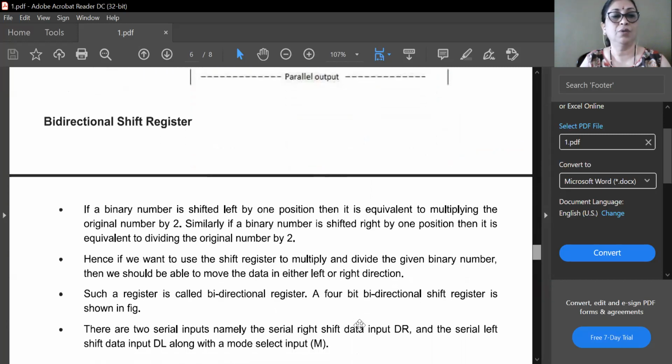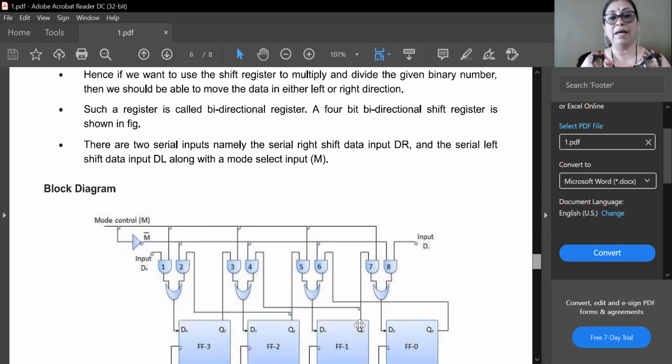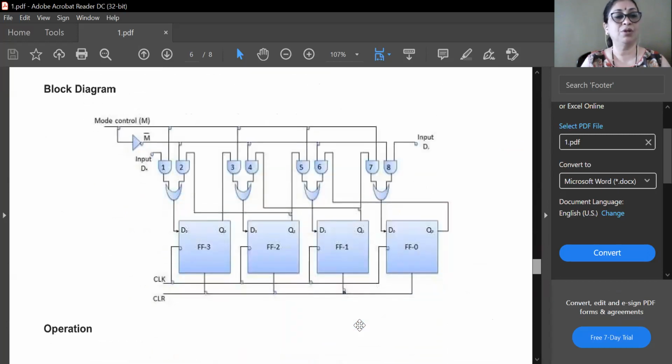So here you can observe there can be a bi-directional shift register. This bi-directional shift register is capable of shifting data either to the left or to the right. So in both directions it is capable of shifting the data. So such type of shift register is called a bi-directional shift register. So here what you can observe, this is a circuit diagram of a bi-directional shift register.